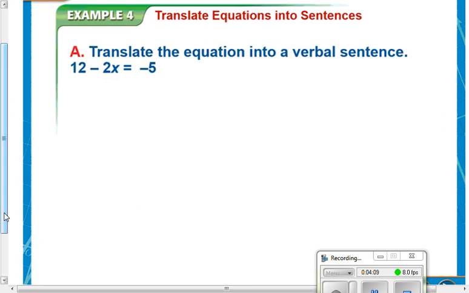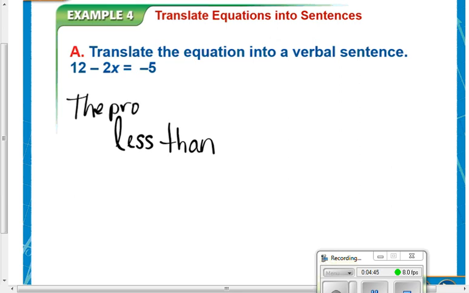Okay, this is example 4A. I want you to translate the equation into a sentence. All right. So let's say that we have, let's use less than because I really want to get that in your brain, right? What is special about less than? You must flip it, okay? So what's going to go in front? The 12 or the 2x? 2x. And I could actually say, instead of 2x, I might say what? Maybe the product of, because what's going on between the 2 and the x? It's multiplication, right? So the product of 2 and x, just the product of 2 and x less than 12.